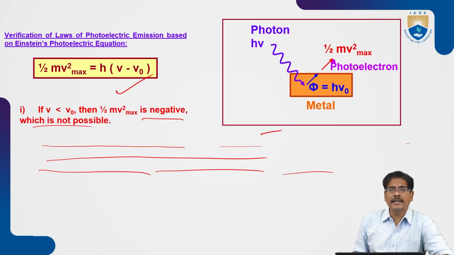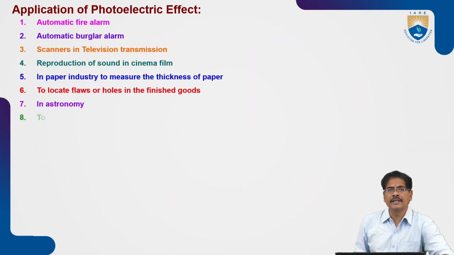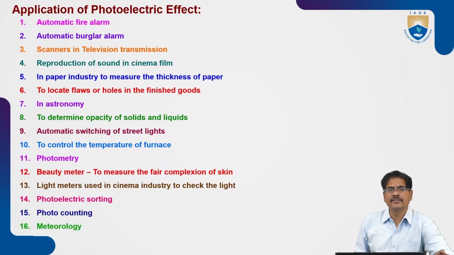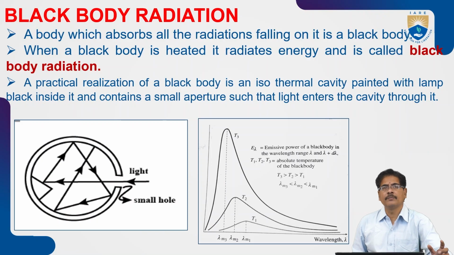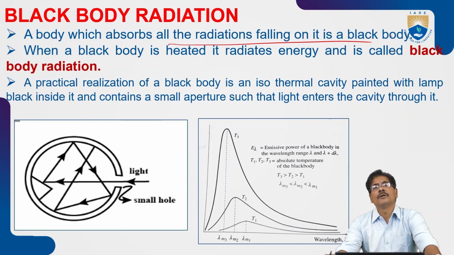Right. So this photoelectric effect is also one of the factors where people need to understand the emission of electrons from the surface of metal. So what is a black body? A black body absorbs all radiations falling on it. A body which absorbs all the radiations falling on it is a black body.